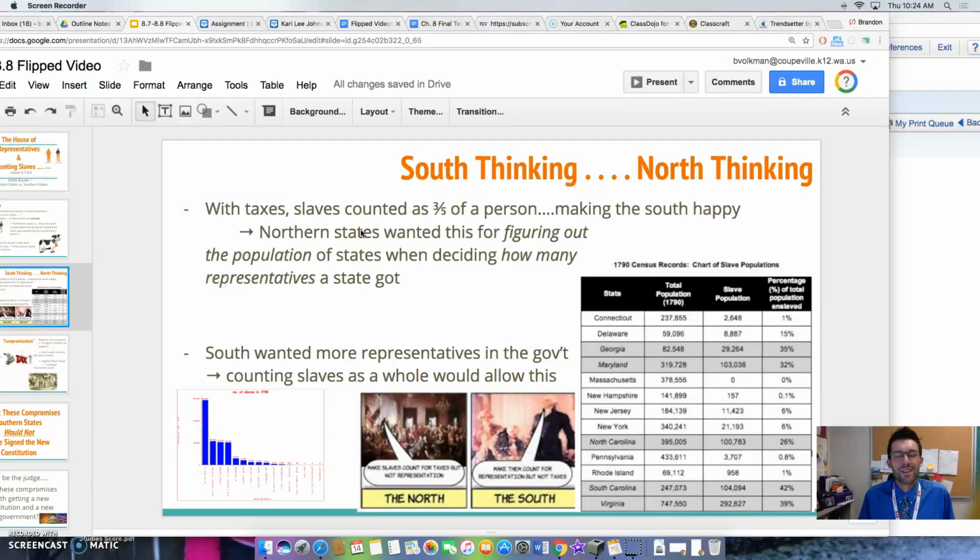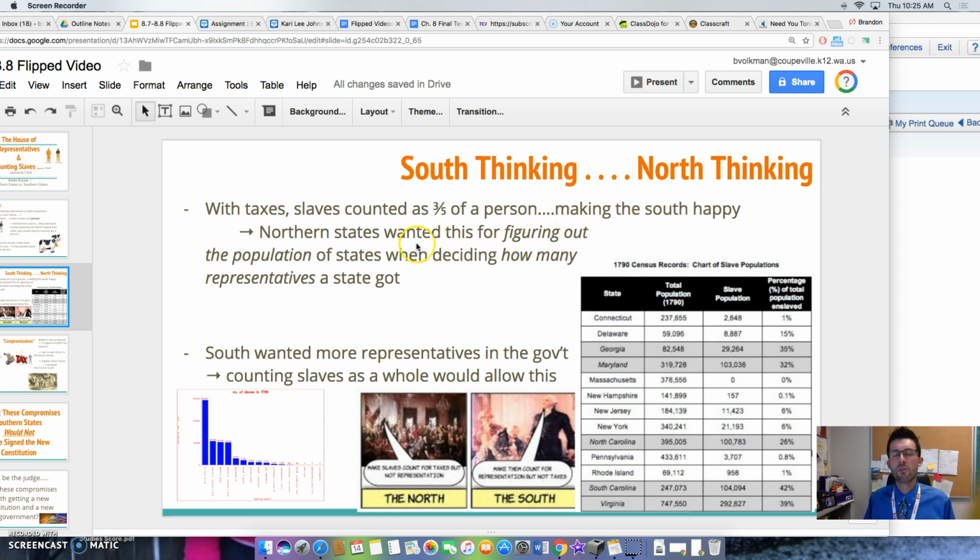However, the North realized the slaves were still people. So when counting the slaves for taxes, the South, through the federal government, said that slaves only counted as 3/5 of a person, which of course made the South really happy because they weren't paying as much tax. Now, you may be wondering, what does paying taxes have to do with figuring out how many representatives get sent to the House of Representatives? Hang in there with me here for a moment.